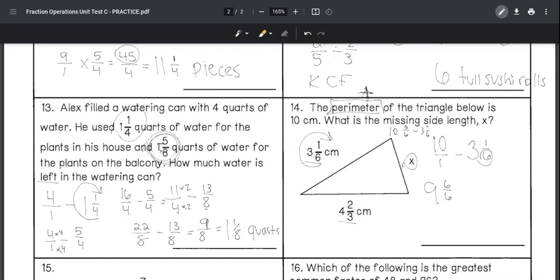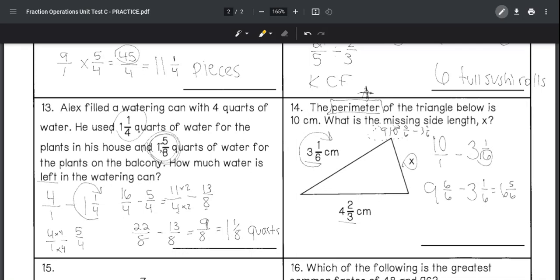Okay, you can't do 0 minus 1. So we needed to regroup, cross off your 10, make it a 9. Now you have all these 6 little pieces just floating around looking for a home. They're going to find their home up top. So 9 and 6/6 minus 3 1/6. All right, subtract your fractions. 6 minus 1 is 5/6. And 9 minus 3 is 6.